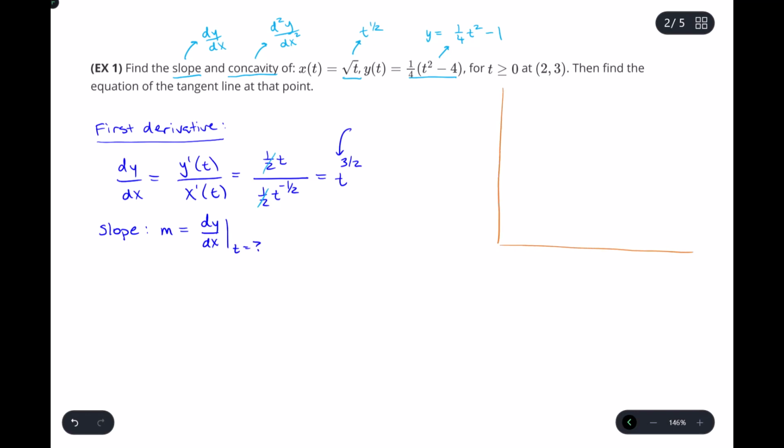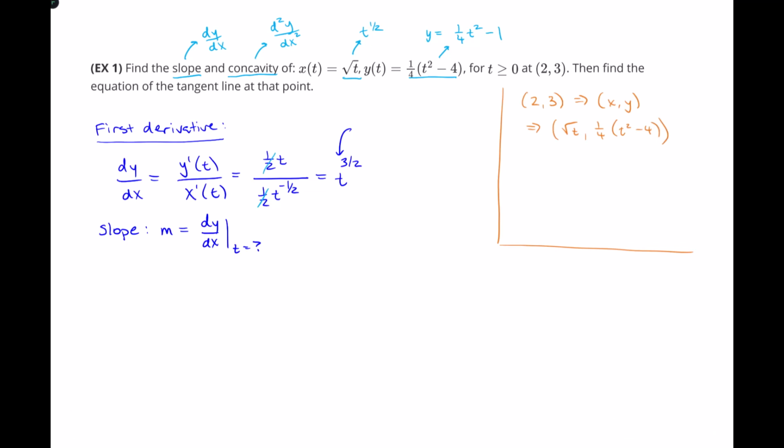Every single point has the coordinates x and y. All right, x and y are defined by the functions square root of t and 1/4 t squared minus 4. So there's some value of t that resulted in each of these functions being equal to 2 and 3 respectively. So I could set, say for instance, the x component equal to 2. Whoops, that was the y, sorry. And say square root of t equals 2. And that would tell me that t is equal to 4.